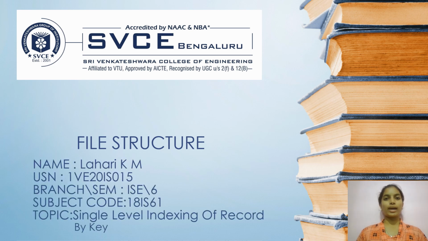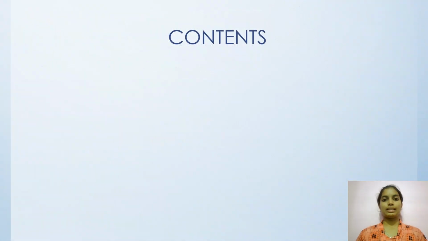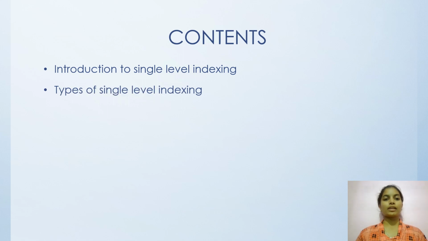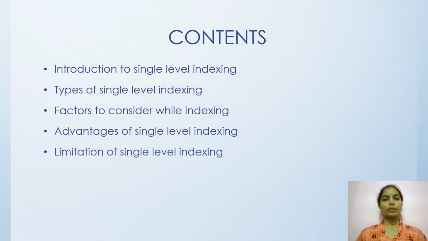In this video, I am going to discuss single level indexing of records by keys from the subject File Structures, and the subject code is 18IS61. The contents are: Introduction to Single Level Indexing, Types of Single Level Indexing, Factors to consider while indexing, advantages and limitations of single level indexing, and the conclusion.